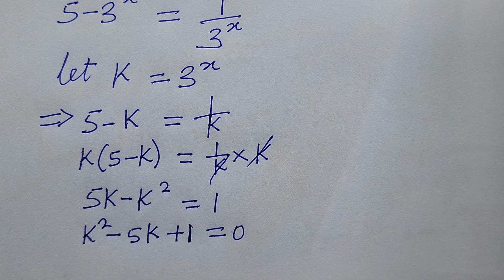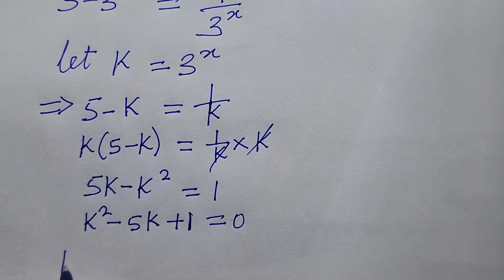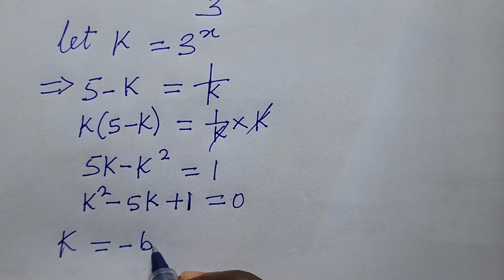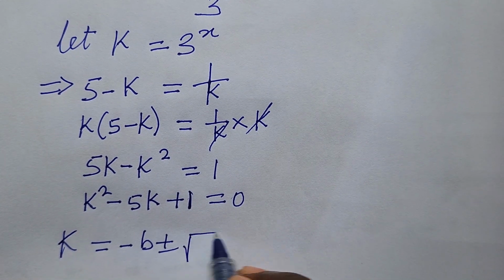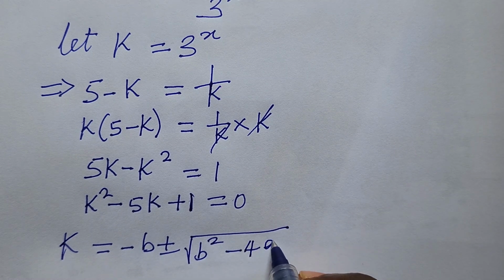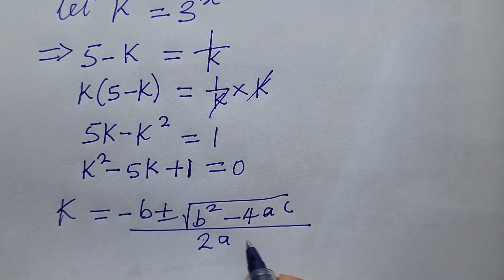So what kind of equation do we have from here? This is a quadratic equation. So we want to solve this. We cannot use the factorization method here. We want to employ the formula method in solving this. So we know that our quadratic formula k is equal to minus b plus or minus the square root of b squared minus 4ac, everything all over 2a.